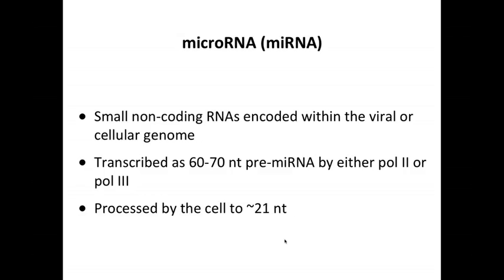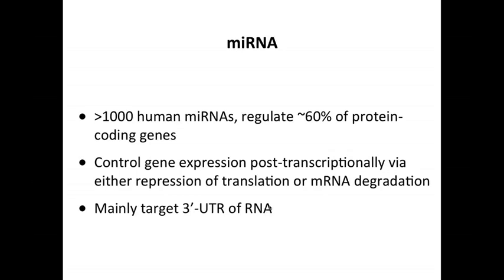The last subject I want to discuss with you with respect to translation has to do with microRNAs. As you may know, these are small non-coding RNAs that are found encoded in cellular or viral genomes. They're made by Pol2 or Pol3, and they're made as precursors, which are then processed to 21 nucleotide microRNAs. Our genome encodes over 1,000 of these microRNAs, and they have important roles in regulating protein synthesis.